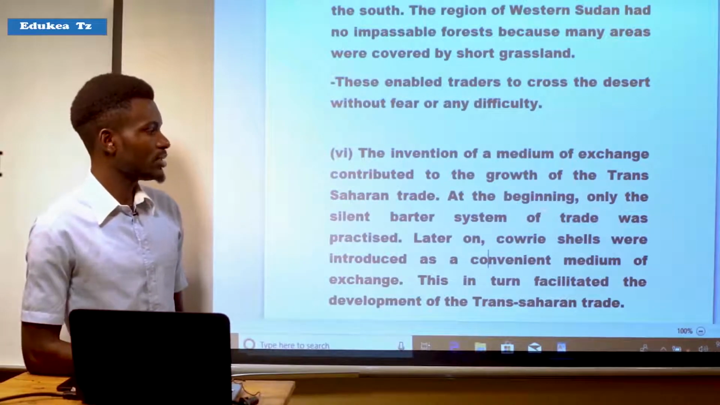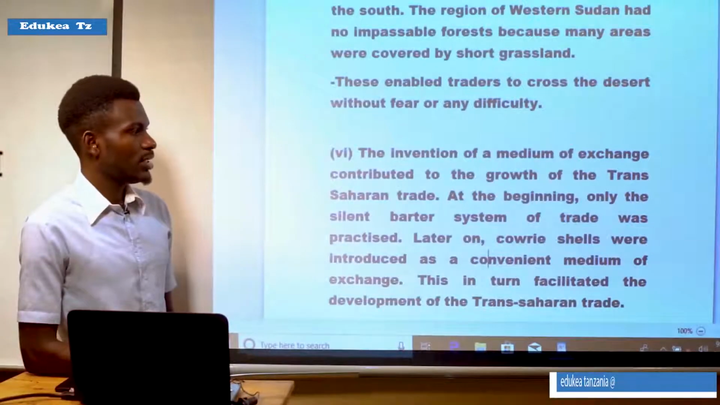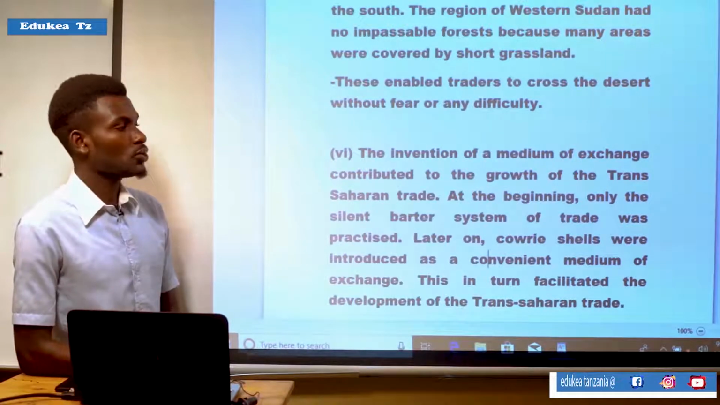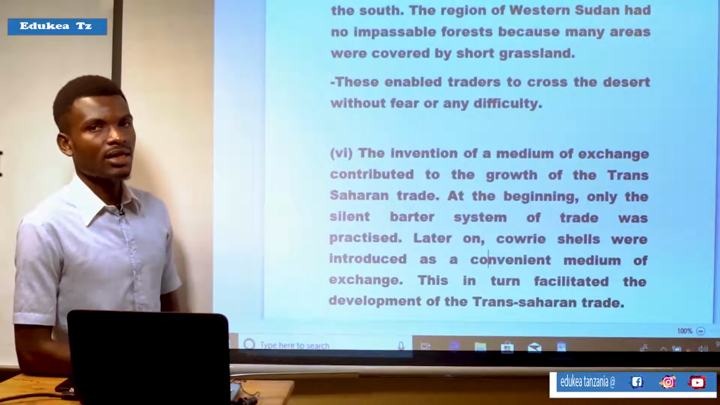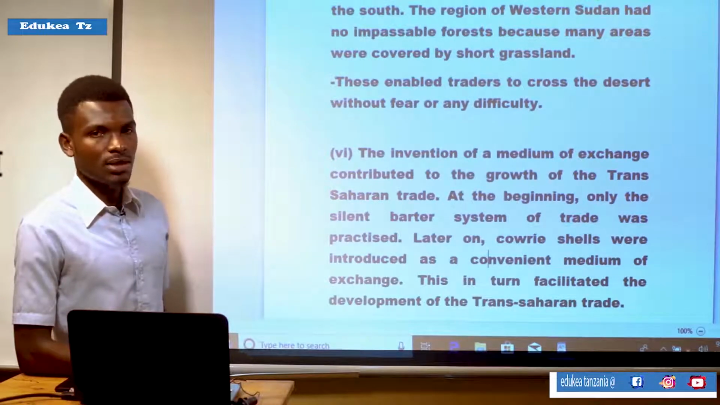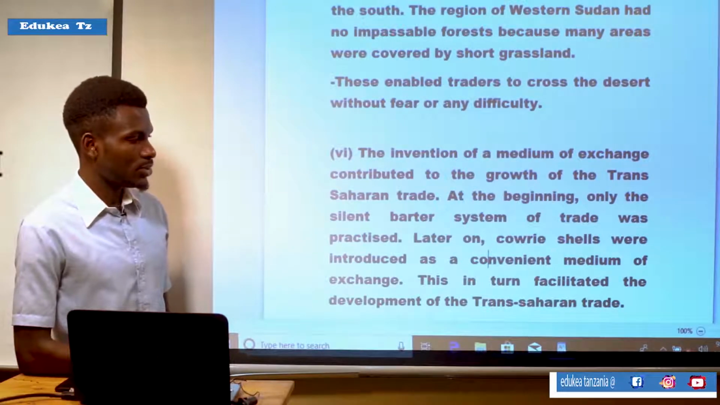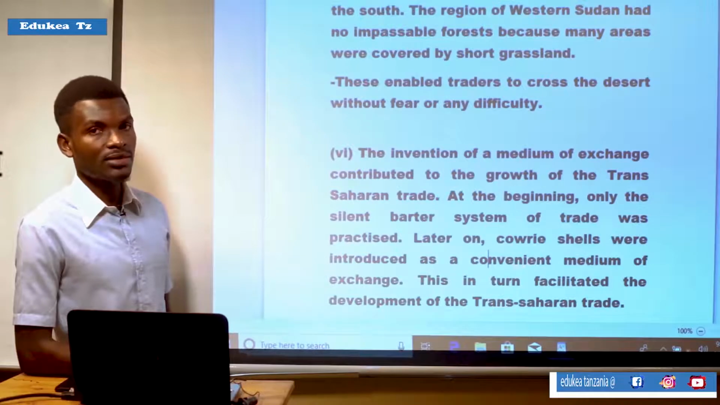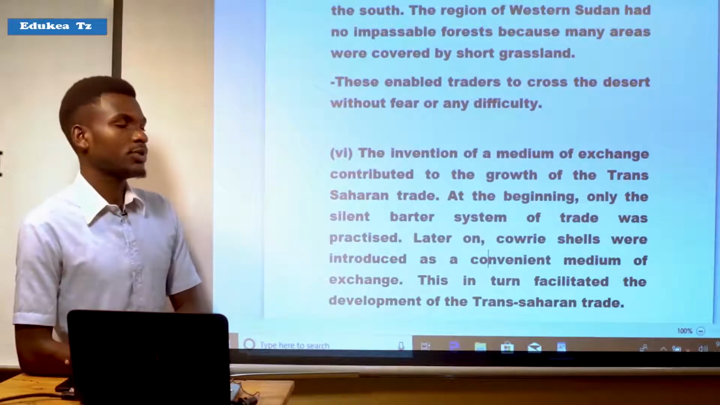At the beginning, there was only barter trade, whereby goods were exchanged for goods. Later on, cowrie shells were introduced as a convenient medium of exchange. It means that later on, cowrie shells were used as the medium of exchange during the transatlantic trade, and this in turn facilitated the development of transatlantic trade.